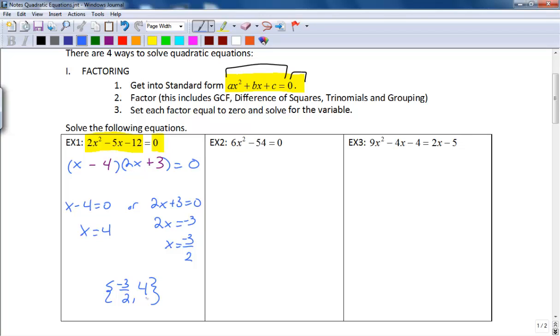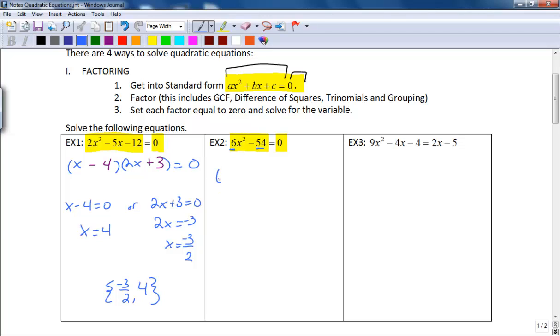Let's look at example 2. Again, you ask yourself, are you in standard form? So I take a look at here. Do I have all terms on one side, 0 on the other side of the equation? I do. Great. So then I need to factor. Well, remember, with factoring, you're going to do things like GCF, difference of squares, trinomials, and so on. So let's look between 6x squared and 54. Do I have a greatest common factor? I do. Both of these terms have a 6 in common.